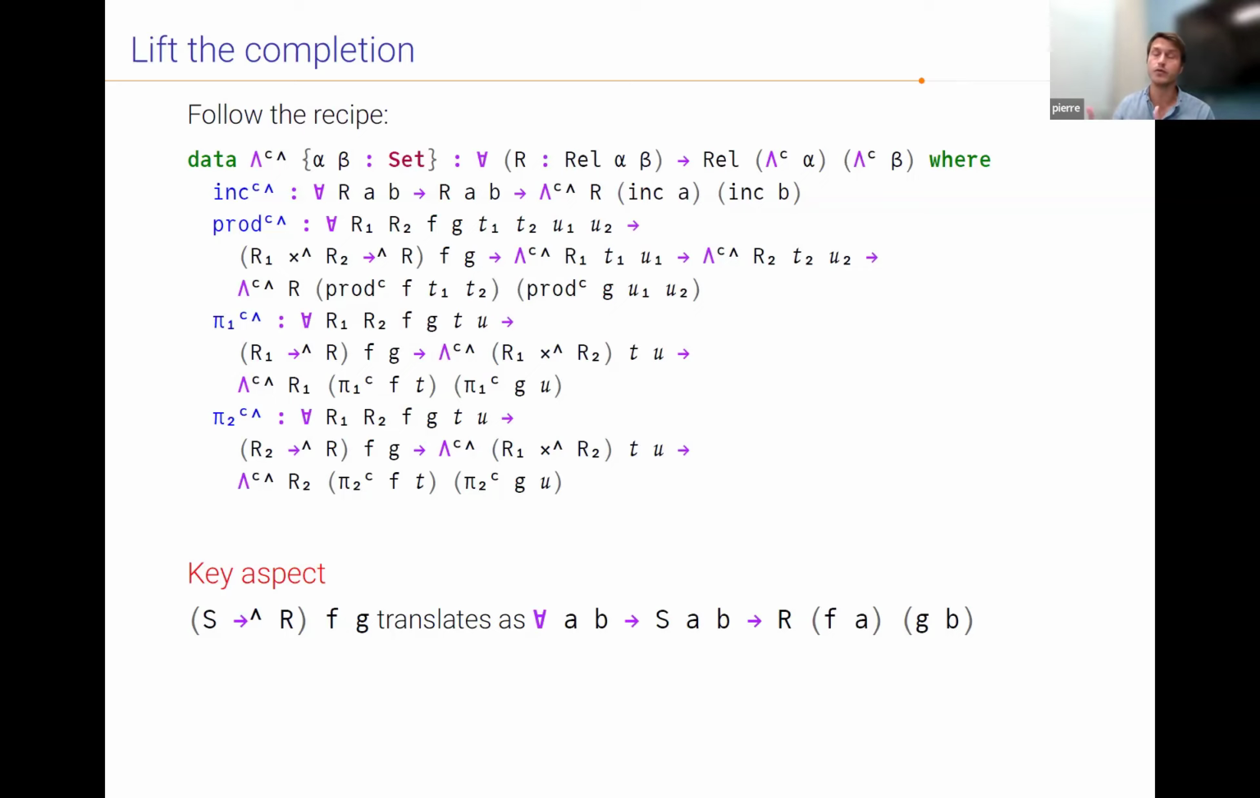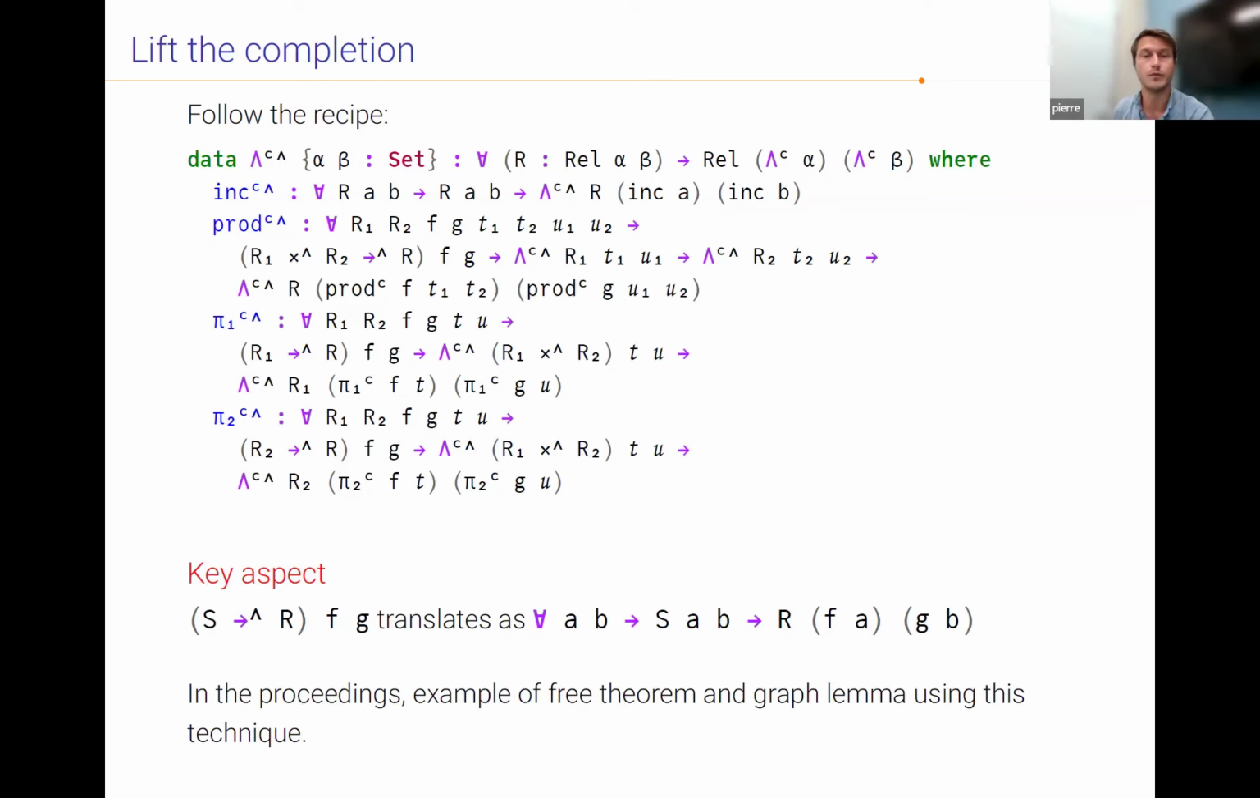So we will have the preservation of the inclusion that we discussed earlier by definition, if we are relating elements through lambda C hat. If you go to the proceedings, we have an example of a free theorem and of a graph lemma, not exactly with that lambda, but a variation of it, using this technique. So we start with a GADT and we do this completion, and then we look at the lifting of the completion. Both the statement of the free theorem and the statement of the graph lemma don't refer at all to the completion. It's something which is completely standalone, only talking about the GADT, but the technique to prove them goes through this completion.